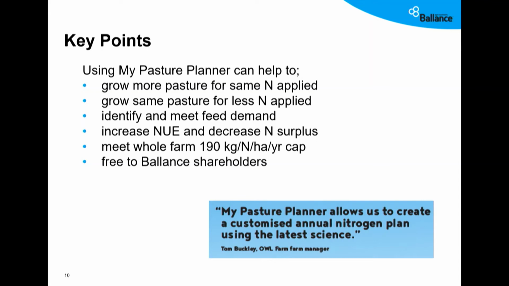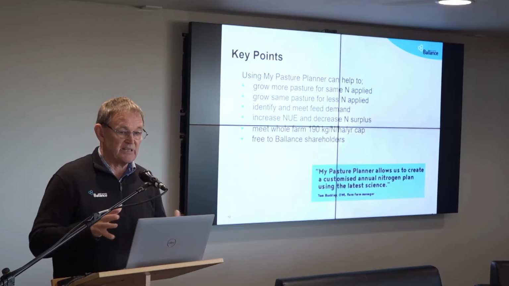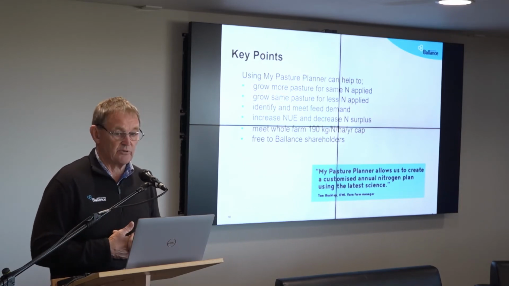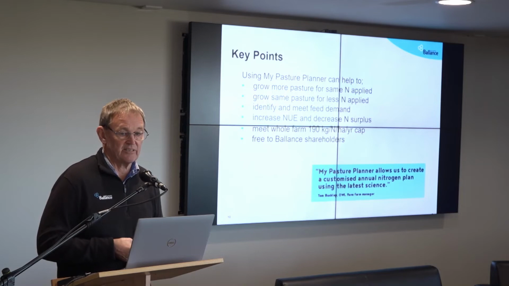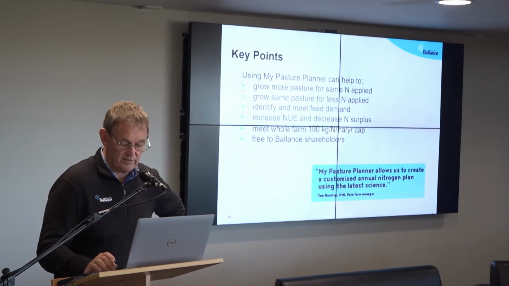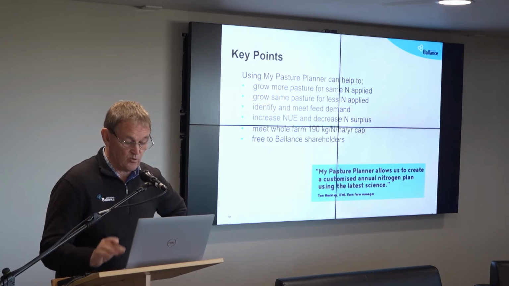So the key points: grow more pasture for the same amount of N applied, or grow the same for less N applied. In a lot of cases, it can identify and meet those feed demands and increase your nitrogen efficiency and decrease N inputs. And we're going to add this year a functionality to be able to meet that N cap within the model. At the moment, the model doesn't meet the N cap, so we're going to have that be able to be entered in at the block level as an editable amount. And it's free to all Ballance shareholders.